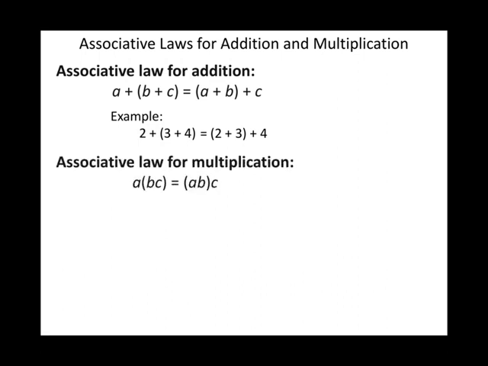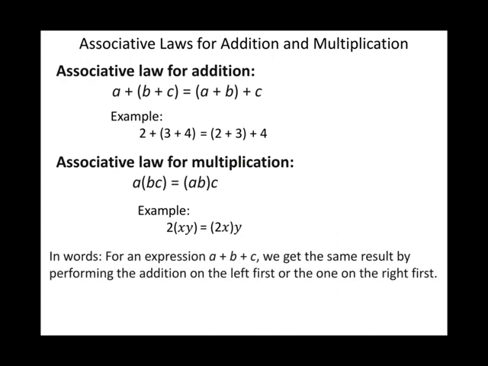Same idea for the multiplication. I could multiply the B and C first and then times the A. Or I could times A and B first and then I'm going to multiply with the C here. So for example, I could take care of y times 2 here, x times y times 2. Or I could do 2 times x first and then times the y.